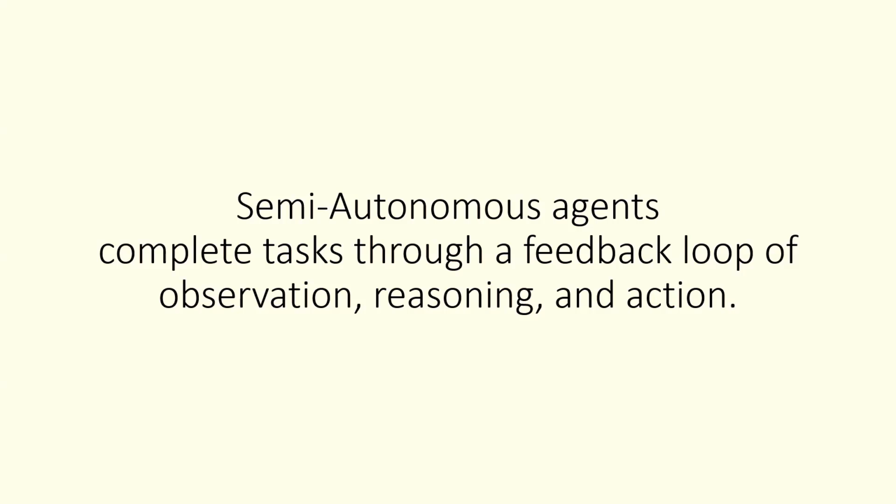Okay, so the key takeaway here is that these semi-autonomous agents can complete complex multi-step tasks through this feedback loop of observation, reasoning, and action. And they can perform tasks with minimal oversight. I mean, they still require human intervention, and we want them to require human intervention when they need permission to do stuff and when they're uncertain about things or something seems a bit risky.